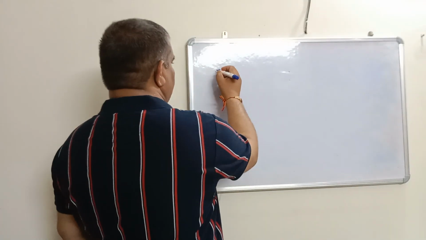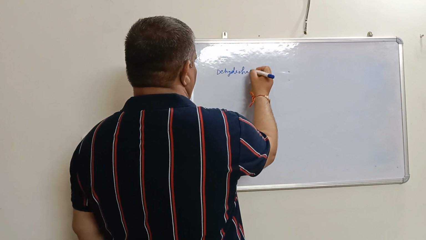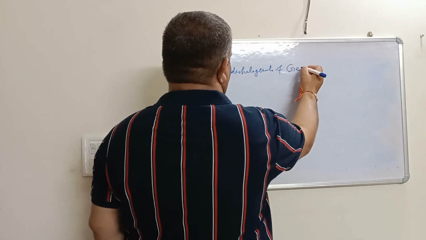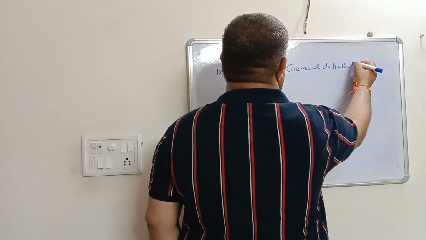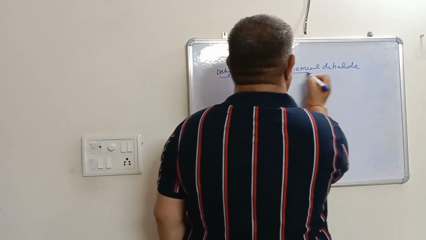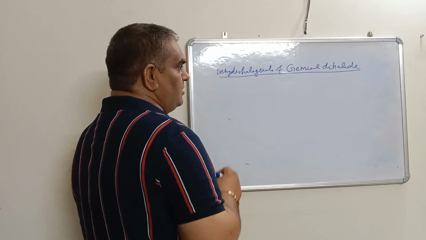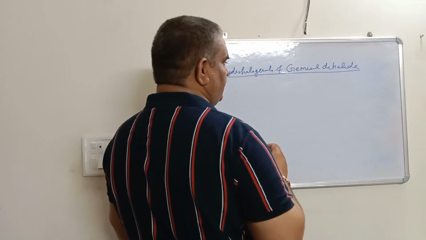Next method is dehydrohalogenation of geminal dihalides. Dehydrohalogenation means the removal of HX, and geminal dihalide means the two halogen atoms are at the same carbon atom. This is known as geminal halide.